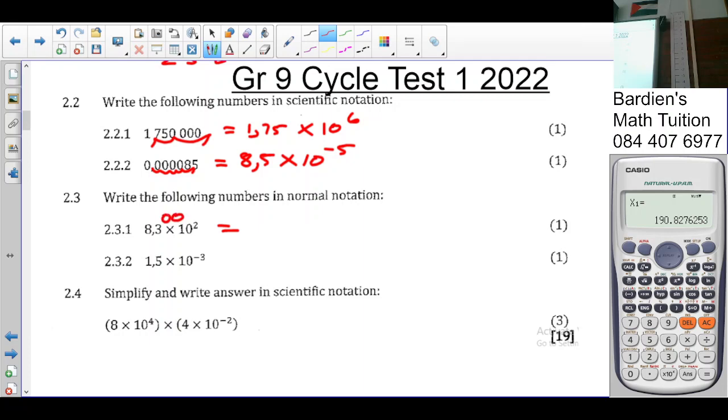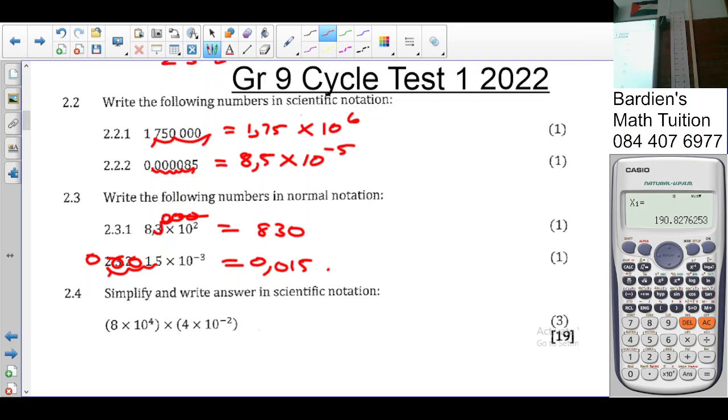So we just add zeros there. So we're going to move the comma 1. So it's going to be 830. The comma is going to move from right to left here, so it's negative. So it's 1, 2, 3. So 0, 0, 1. Okay.